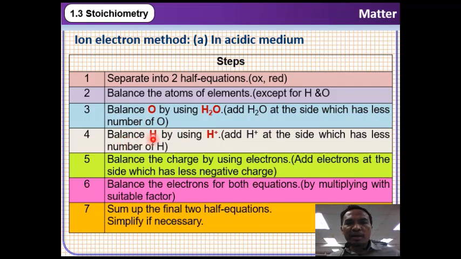Then we balance the hydrogen atoms by using H+, in which we add H+ at the side which has fewer hydrogen atoms. Then we balance the charge by using electrons. We add electrons at the side which has less negative charge. Then we balance the electrons for both equations by multiplying each of the half equations with a suitable factor. Finally, we sum up the two half equations and simplify the combined equation, if necessary.